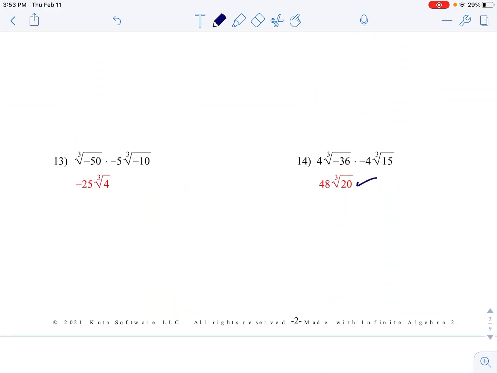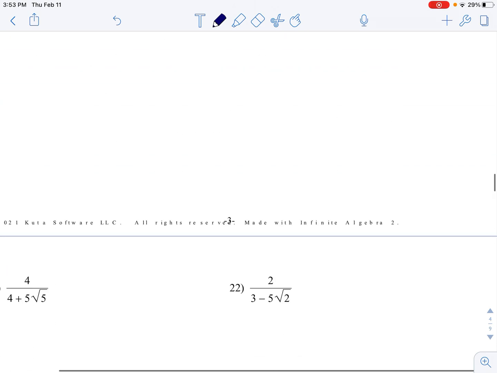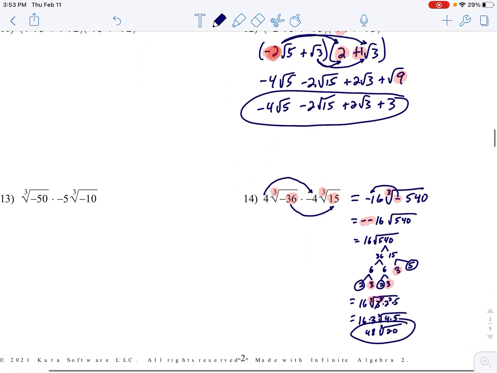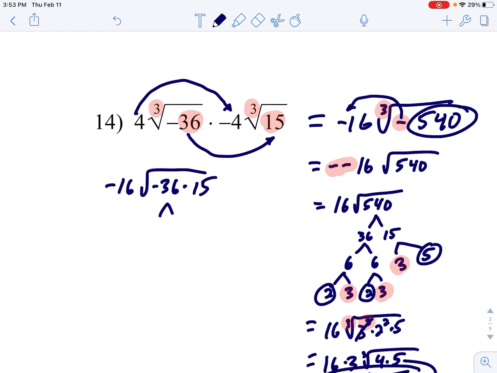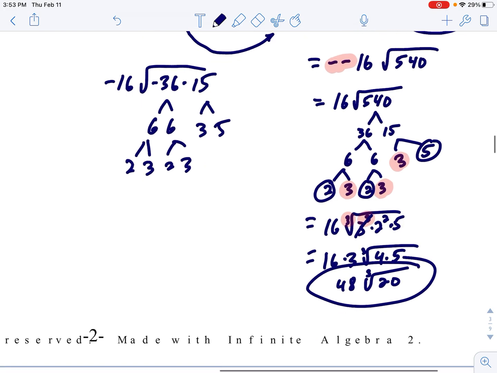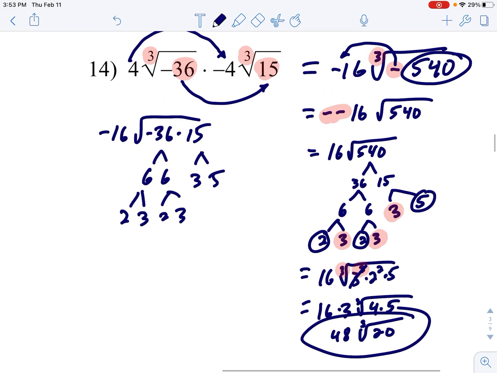There it is. So that was kind of a lot of work. But I wondered to myself, why would I even multiply 36 times 15 and get 540 if the next thing I'm going to do is break it down anyway? Could I have done 4 times negative 4 is negative 16 and left this negative 36 times 15 and then continued my factor tree from here, 6 times 6, 3 times 5, 2 times 3, 2 times 3, kind of just shorten it up a little bit? I guess it's if you want to.